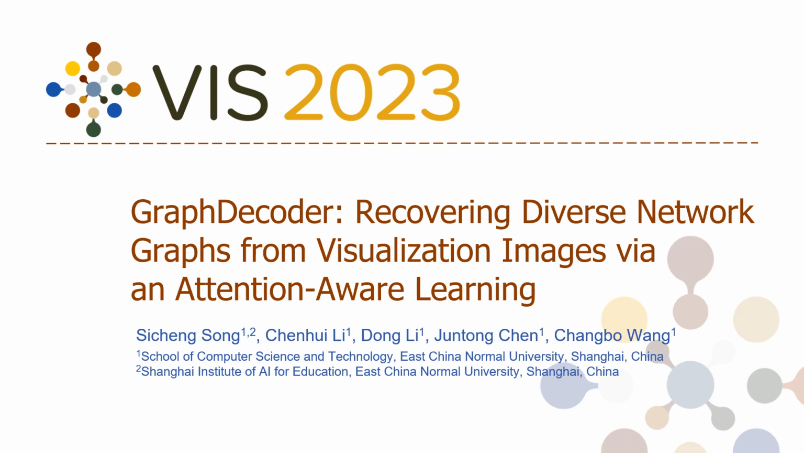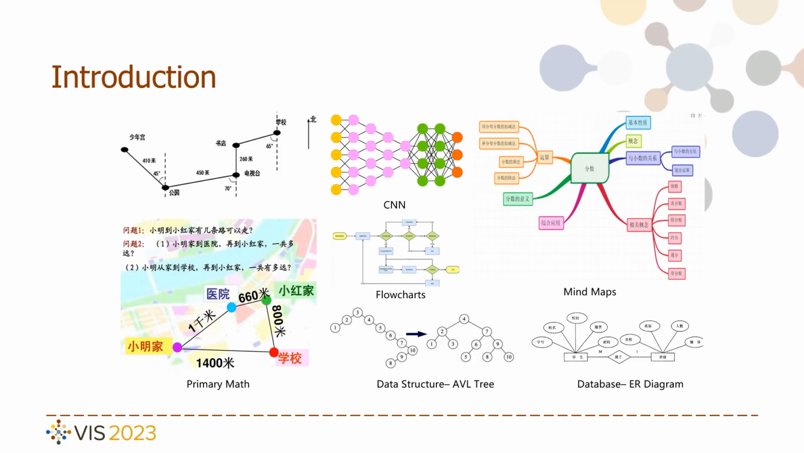What I bring to you today is our latest work GraphDecoder, published on TVCG, which extracts the original data of diverse network graphs. Network graphs are actually everywhere in life, and we have been exposed to them since childhood. I did not like this kind of math problem the most when I was a kid, because it was difficult to find the answer, and search engines couldn't understand graphs.